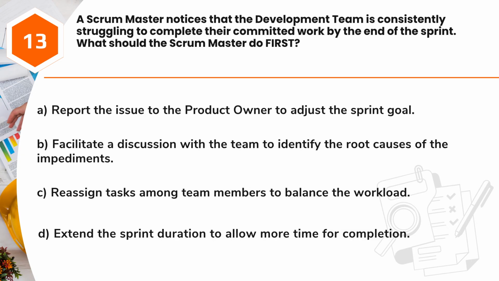Question 13. A Scrum Master notices that the development team is consistently struggling to complete their committed work by the end of the sprint. What should the Scrum Master do first? A. Report the issue to the product owner to adjust the sprint goal. B. Facilitate a discussion with the team to identify the root causes of the impediments. C. Reassign tasks among team members to balance the workload. D. Extend the sprint duration to allow more time for completion.